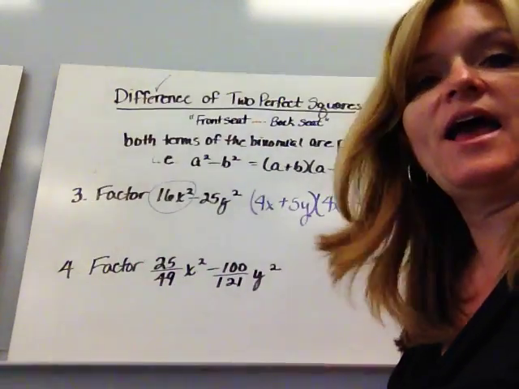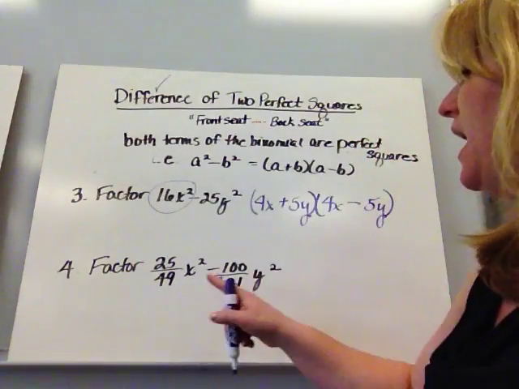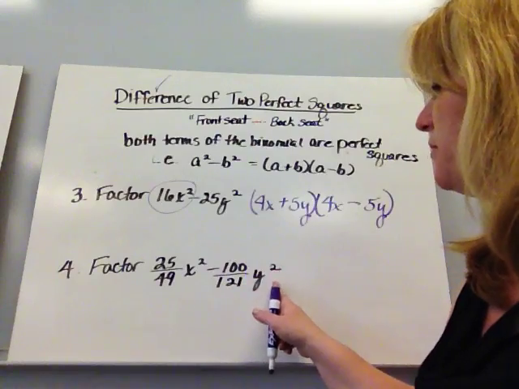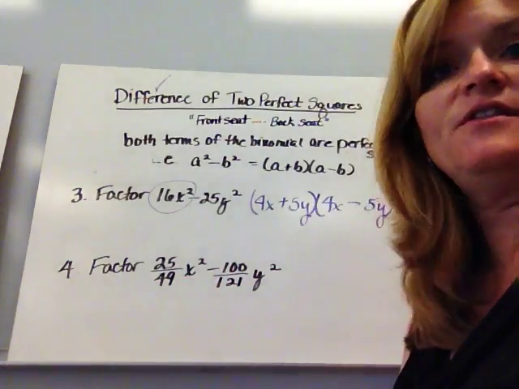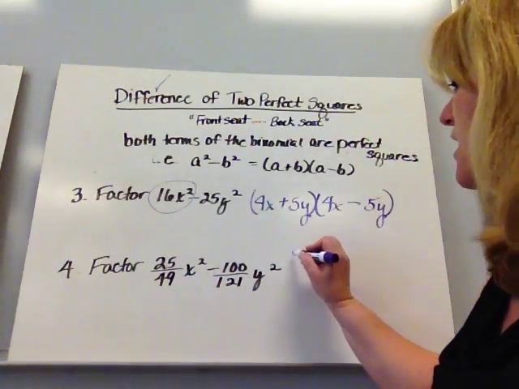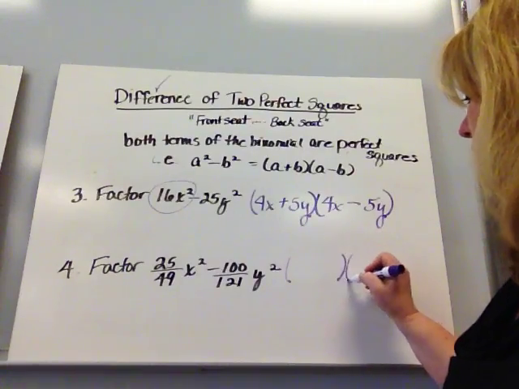Let's try this one. And I picked fractions for a reason. I looked at it, and this is a perfect square, and so are these, and they're fractions, but it doesn't make any difference. So I'm going to set up my two parentheses like I showed you.